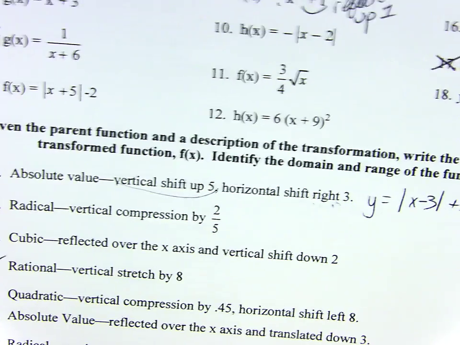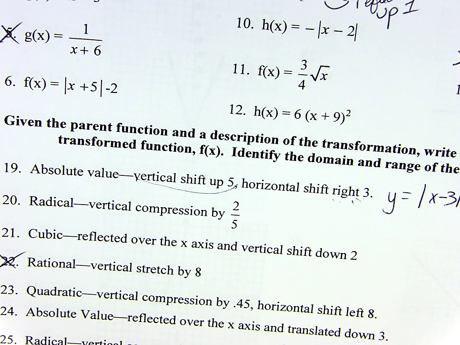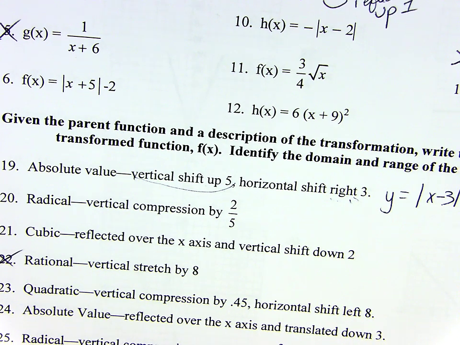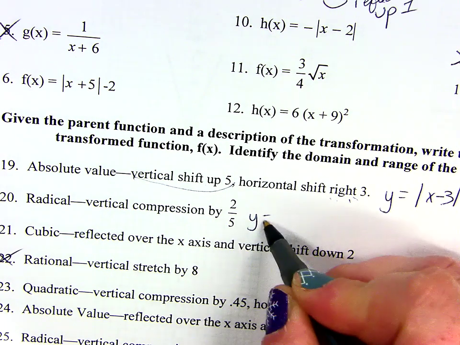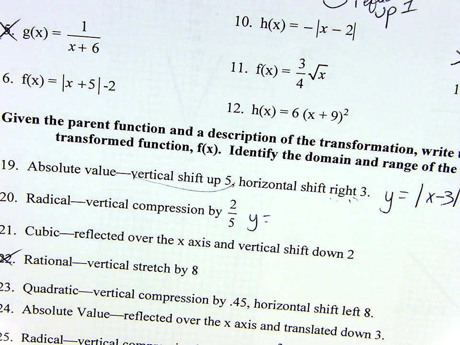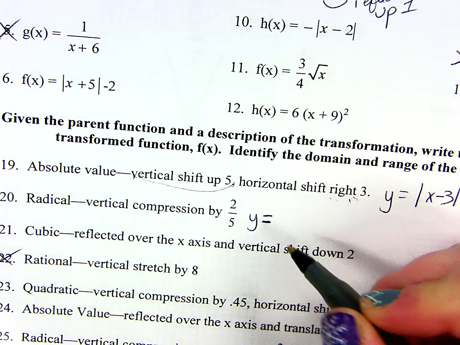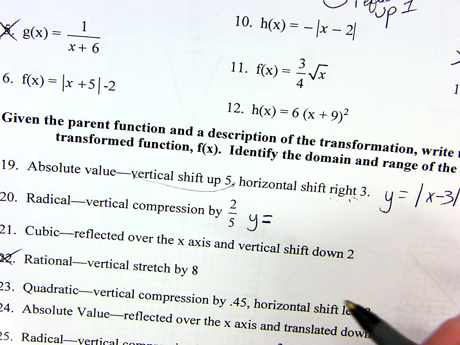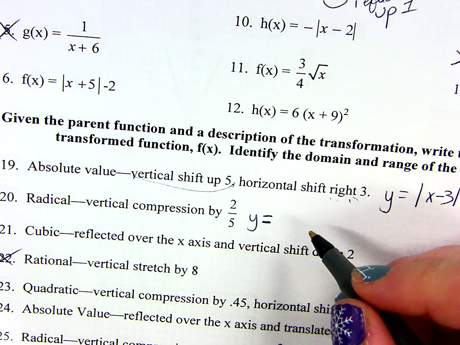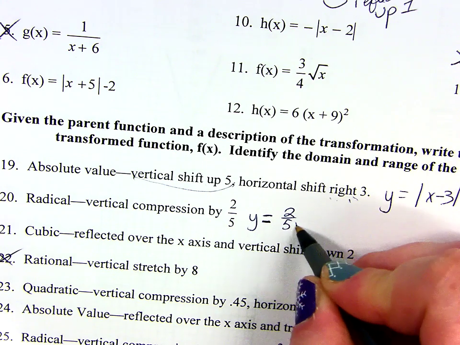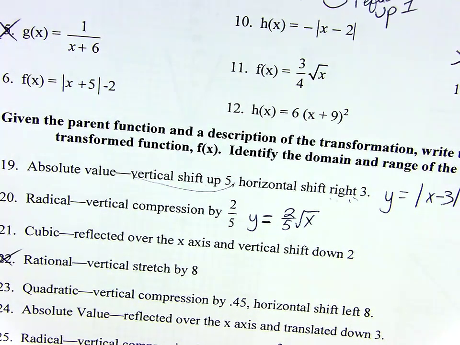How would you do 20? A radical, and then it's being compressed by 2/5. What's that going to look like when I write it? Y equals what? You're saying radical instead of square root. Yes, radical and square root, same thing. So how do you compress by 2/5? It's just going to be a 2/5 times my square root.